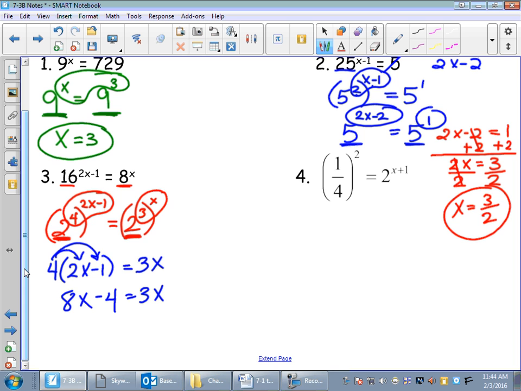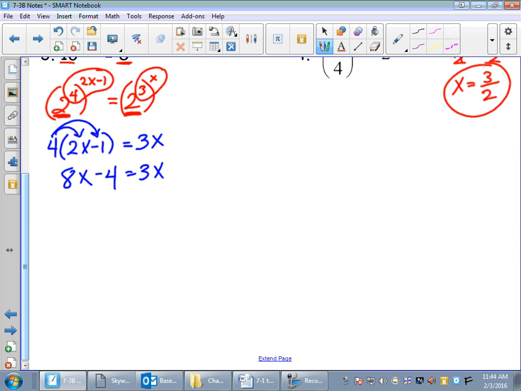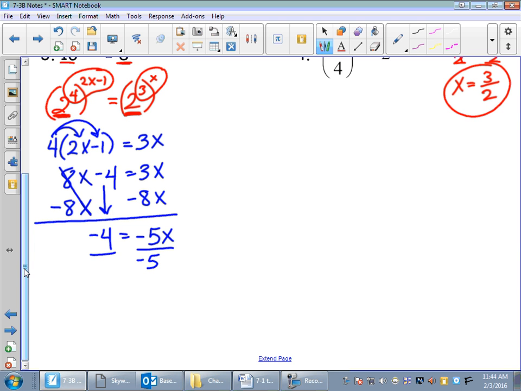Now I'm going to bring the 8x over. So I'm going to subtract 8x because I want to get the x's to one side. The 8x's cancel. I bring down the negative 4, don't forget the negative, is equal to negative 5x. Divide both sides by negative 5. And x will equal a positive 4/5. Just leave it as 4/5. X is equal to 4/5.